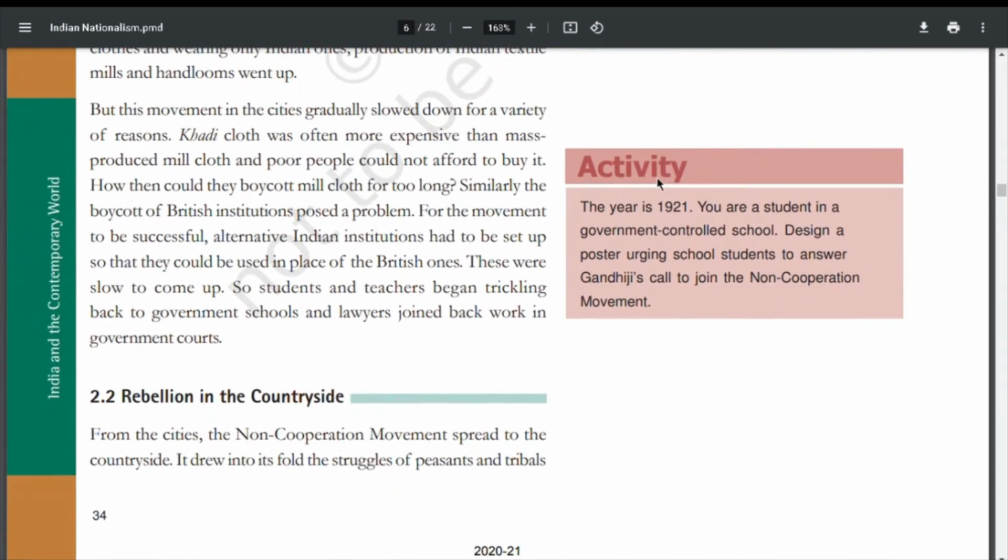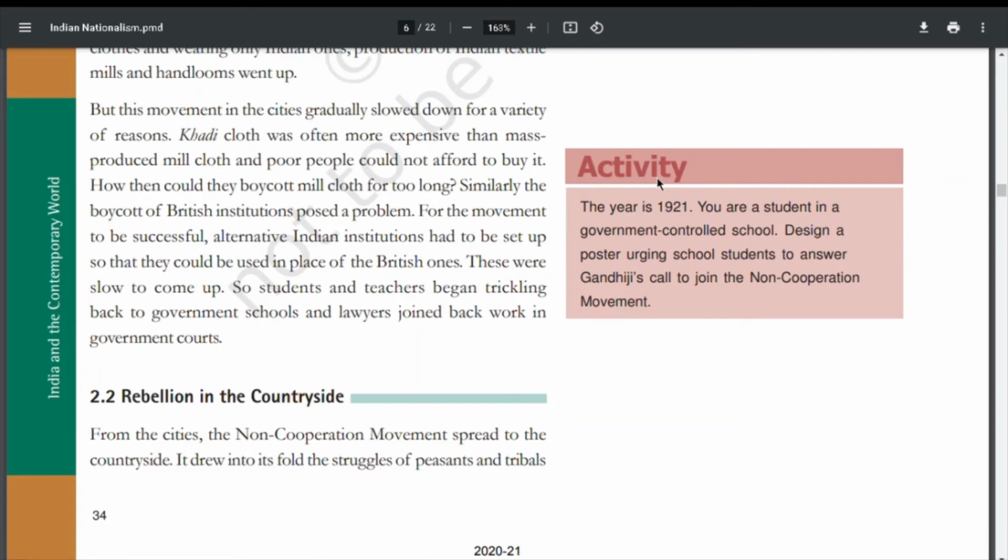But this movement in the cities gradually slowed down for a variety of reasons. Khadi cloth was often more expensive than mass-produced mill cloth, and poor people could not afford to buy it. How then could they boycott mill cloth for too long?